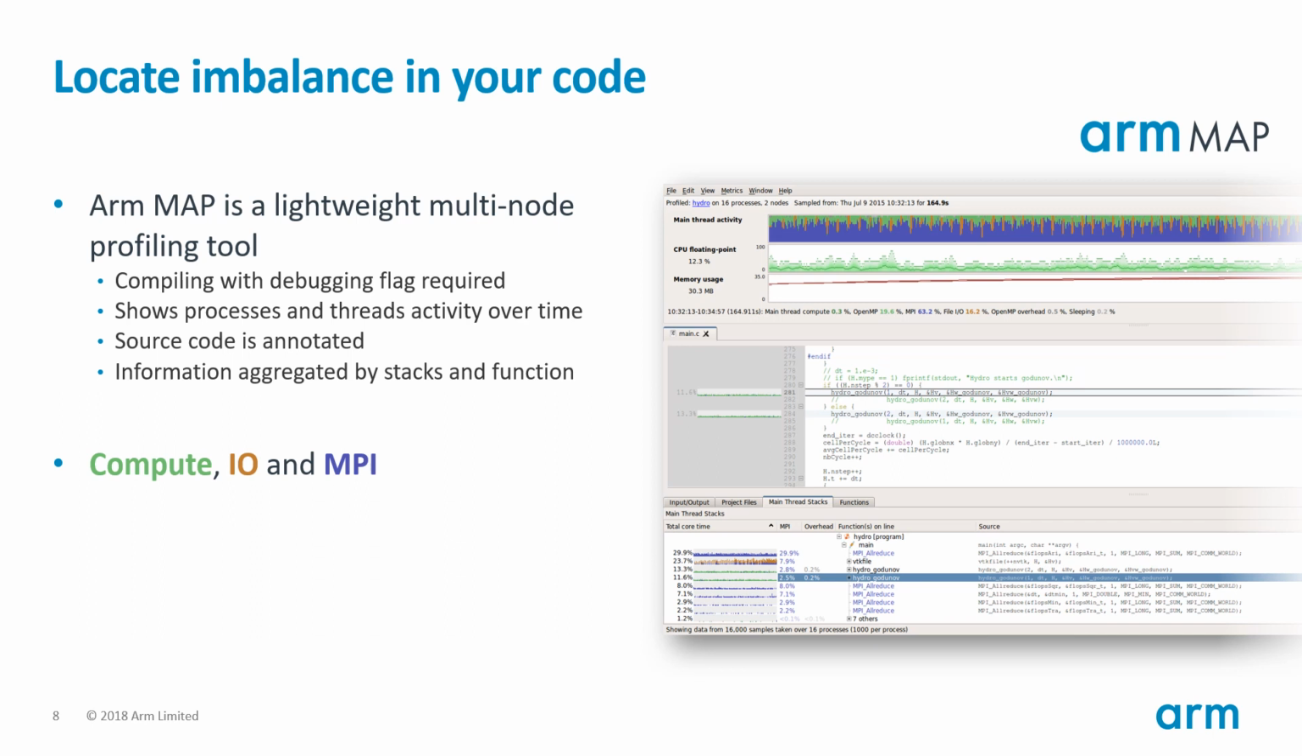The color specifies the kind of activity: green for computations, orange for I/O, and blue for MPI communications. The source code in the middle is annotated with activity information. It becomes very easy to understand what kind of activity is performed. At the bottom of the GUI, a summary of the top functions and call stack is also provided to the user in order to identify the bottlenecks easily.